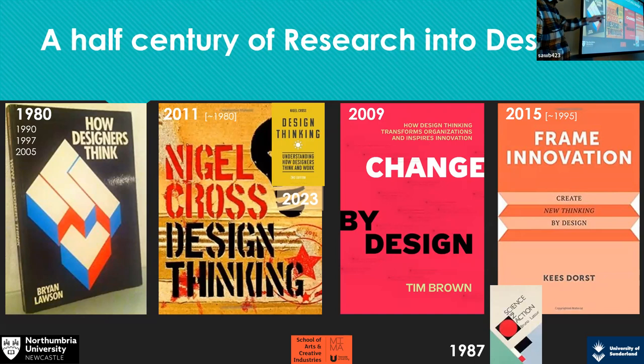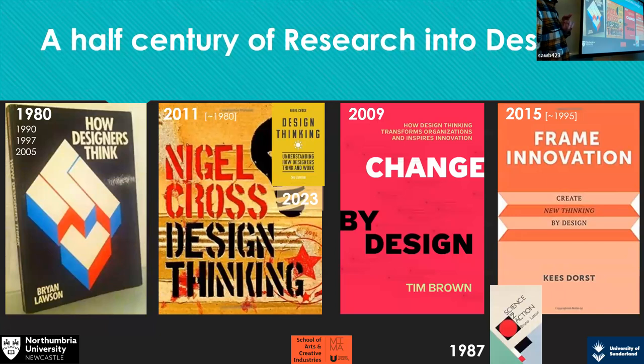Loads of books you can look at. Kees Dorst is probably the best writer in this area. A popular tour of science and action, because when designers read this, they say, yeah. Whereas when you write the same sort of books about scientists, they get very upset. You get science wars. No, no, no, we don't do it like that. That's not true. We do it like our school teachers said.